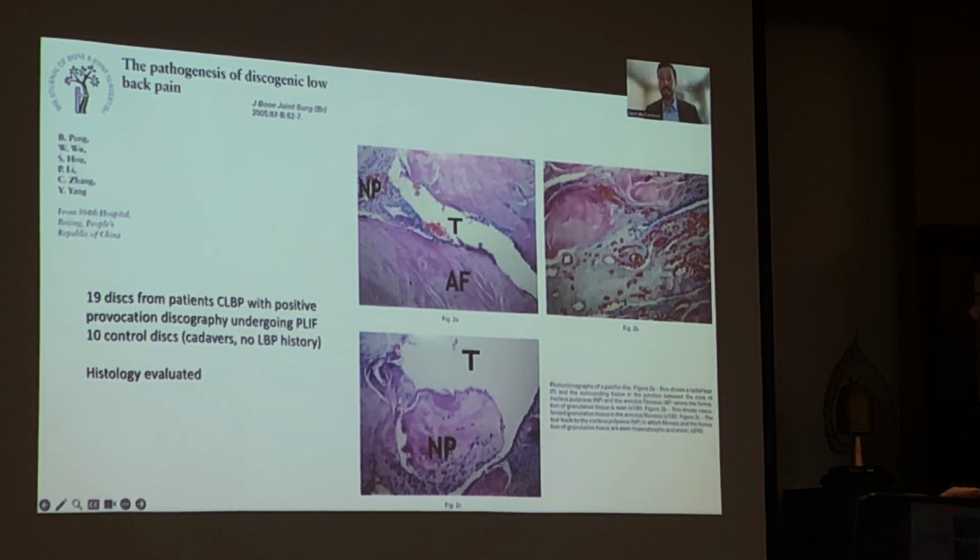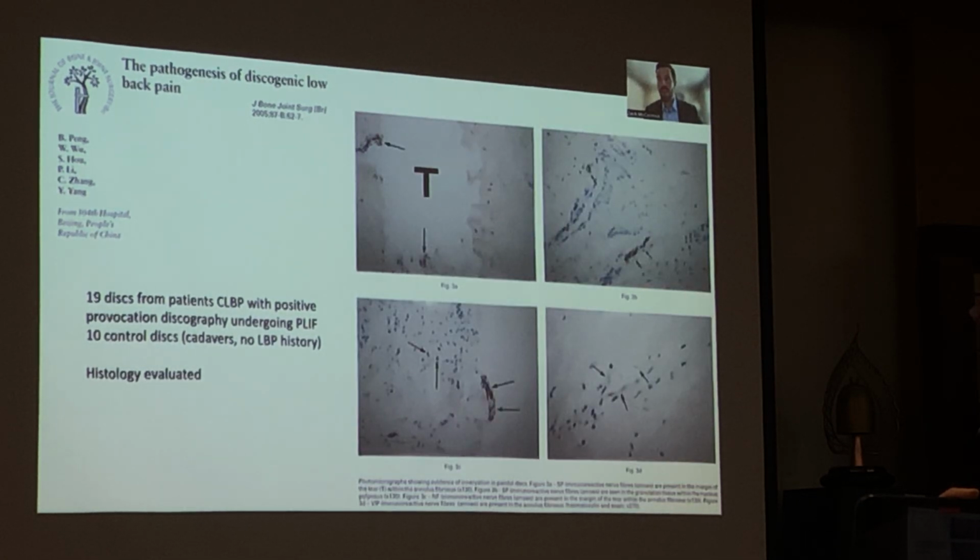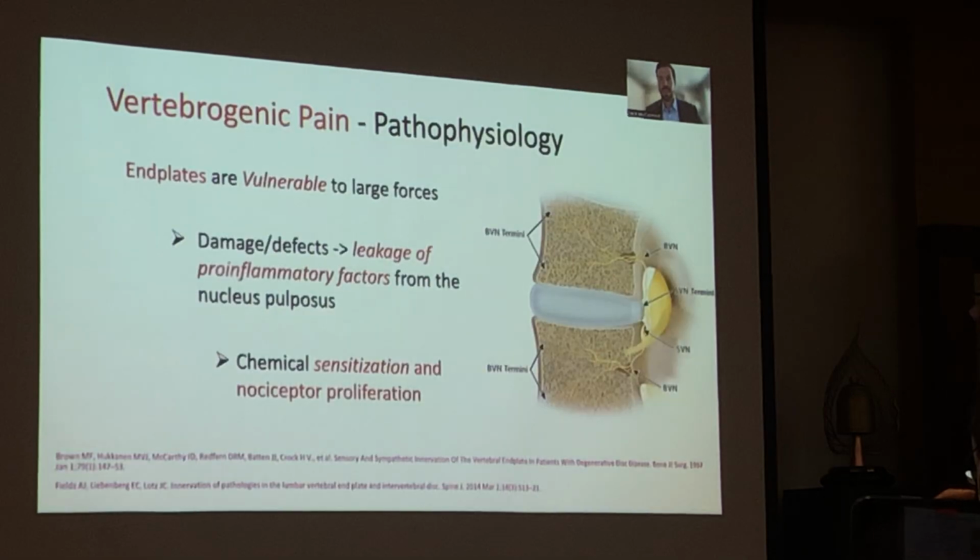And what they see is in these fissures, in the folks with low back pain and positive provocation discography, there was an ingrowth of vessels and also of nerves, new nerve tissue, presumably coming from the sinovertebral nerve. That's what you're seeing in these stains.